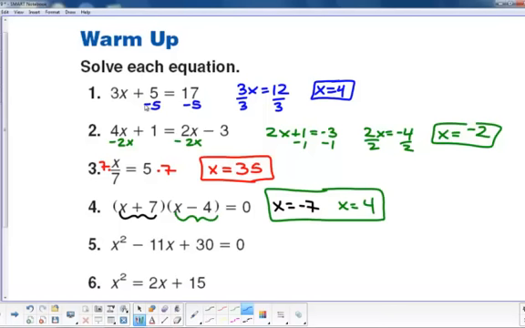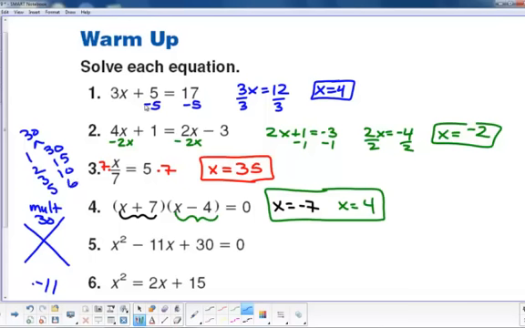The next one, we're going to factor this. 2 numbers that multiply to give you 30 and add to give you negative 11. Let's think of the factors of 30. 1 and 30, 2 and 15, 3 and 10, 5 and 6. If they multiply to give you a positive and add to give you a negative, it would have to be negative, negative. So negative 5 and negative 6 is our only one that will work.